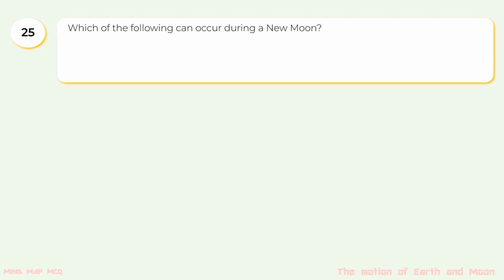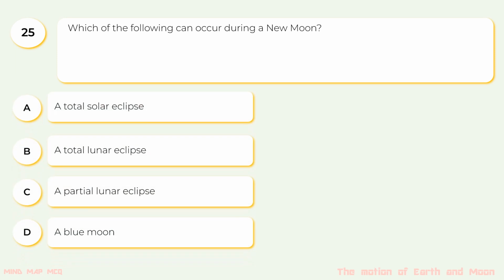25. Which of the following can occur during a new moon? A. A total solar eclipse. B. A total lunar eclipse. C. A partial lunar eclipse. D. A blue moon.